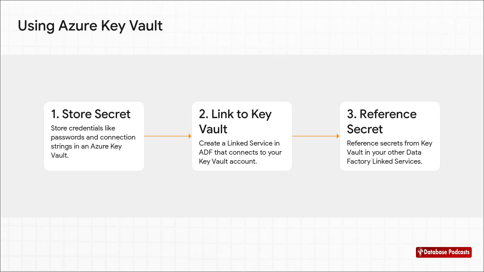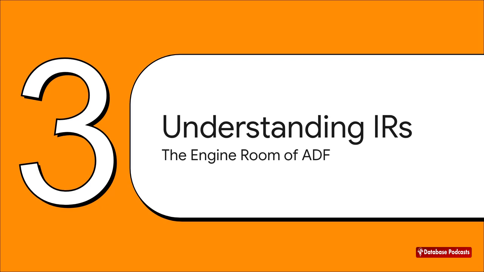First, you take your secret, your password, your API key, whatever, and you store it safely in Azure Key Vault. Step 2, you create a linked service in Data Factory that connects to that Key Vault. Then, for the final step, when you're setting up your database linked service, you don't type the password in directly. Nope, you just reference the secret from Key Vault. And just like that, you've completely decoupled your secrets from your pipeline code, which is just a massive win for security.